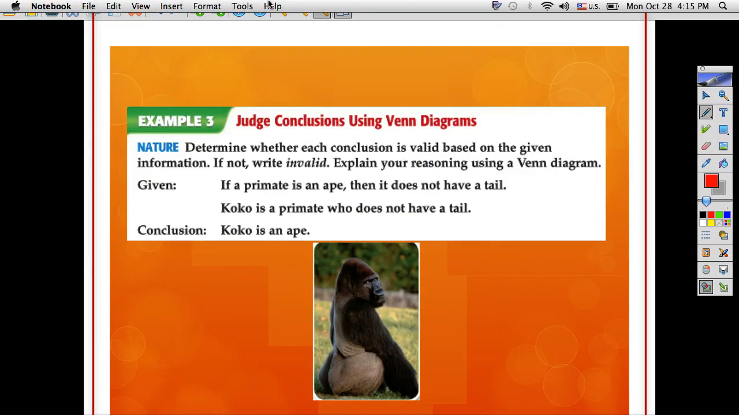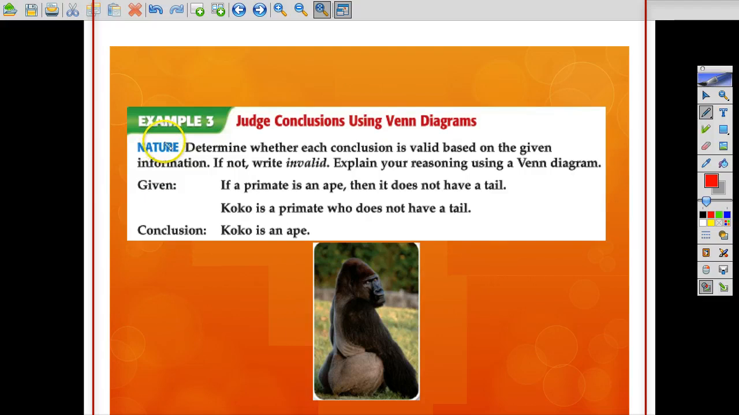All right, welcome back. Here's example 3. There is a funny looking ape staring right at you. Okay, so here's a little example about nature. Determine whether each conclusion is valid based on the given information. If not, write invalid. Explain your reasoning using a Venn diagram.